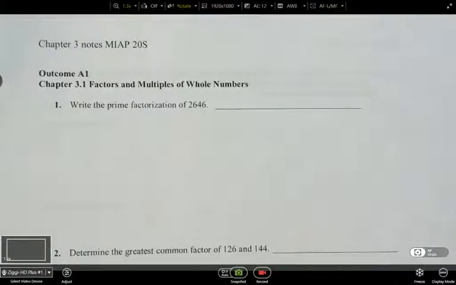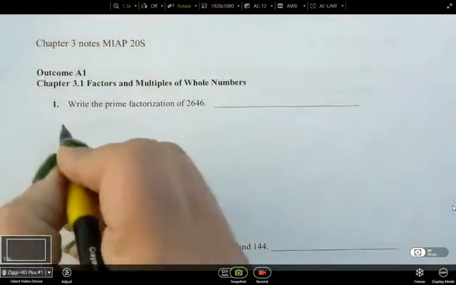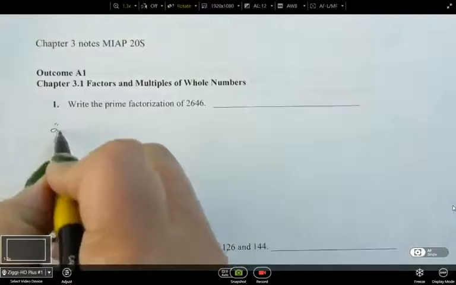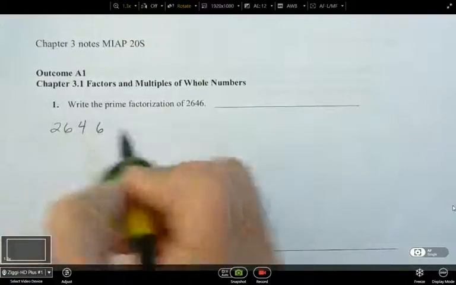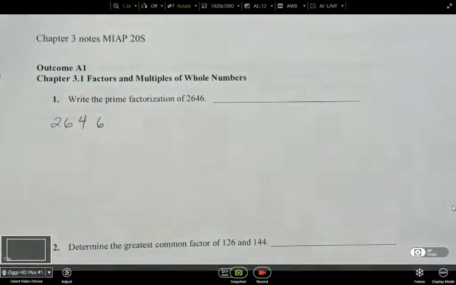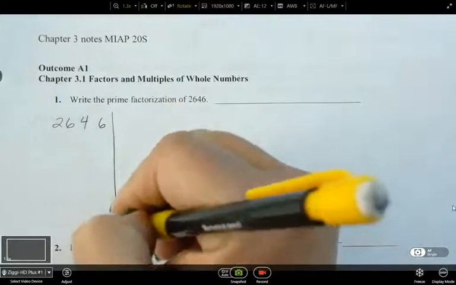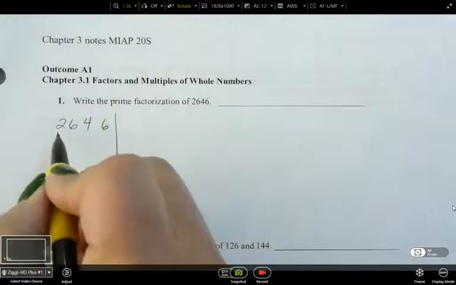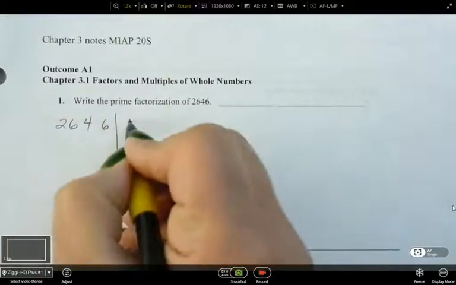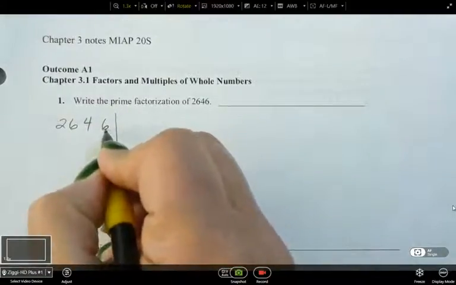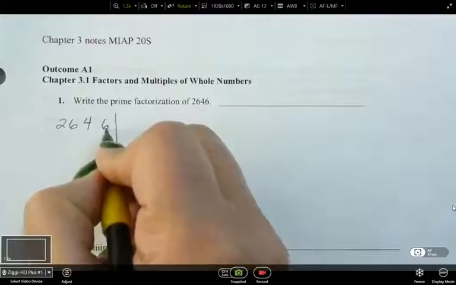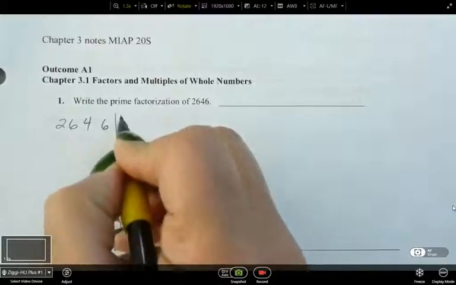So now if we look at this first question, it says write the prime factorization of 2646. So what we're going to do is first just write it down. Some of you do the tree, and that's fine. You can do the tree. I just like writing it out in this method because it just takes less room. So I write down my number, and then I divide it. I know this ends in a 6, right?